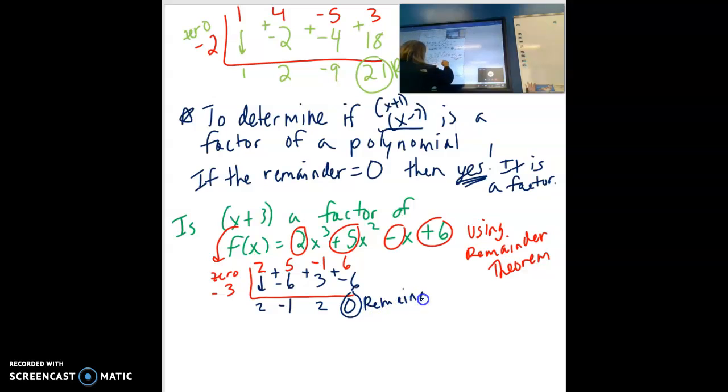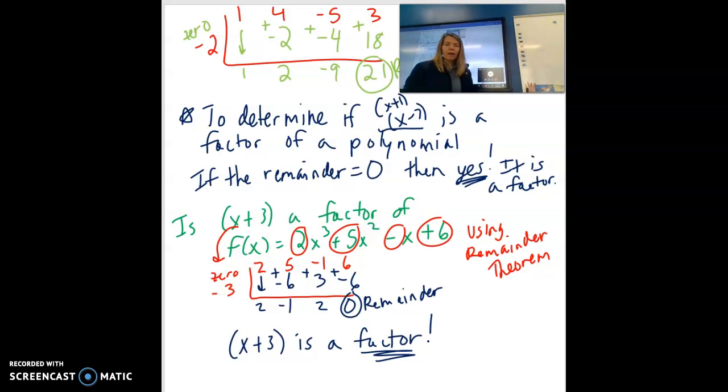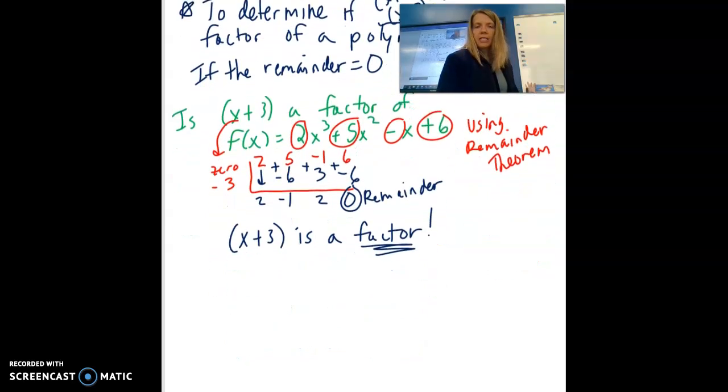So I get a remainder of 0. So because my remainder is 0, my conclusion is x plus 3 is a factor. So what this would mean is that if I were to go and graph this equation, you would find out that you would have a 0 at negative 3. Pretty interesting. Okay, so let's go ahead and go into the last part of today.